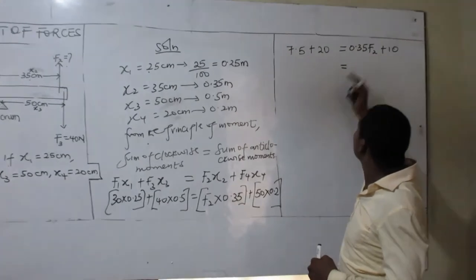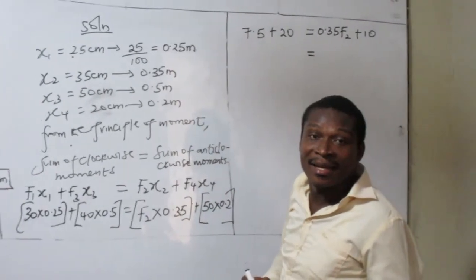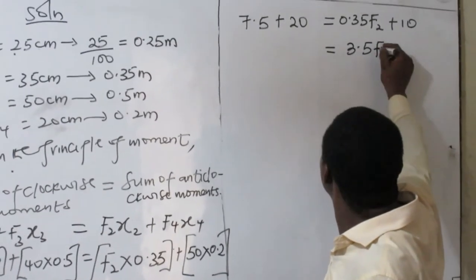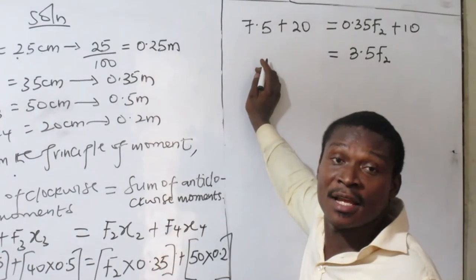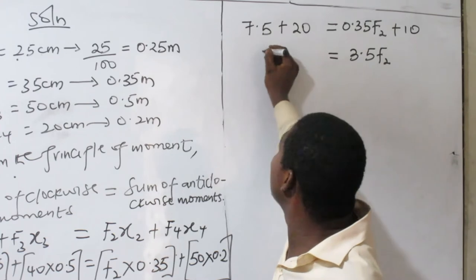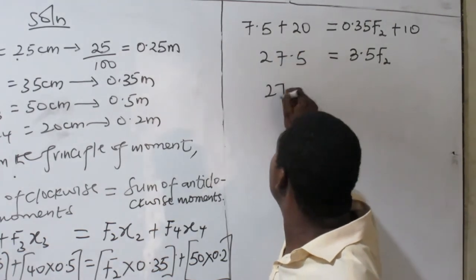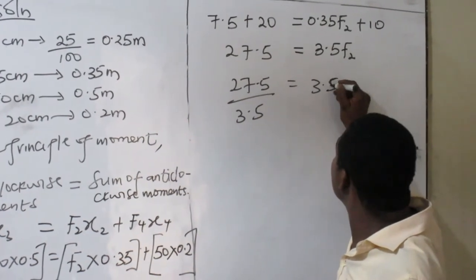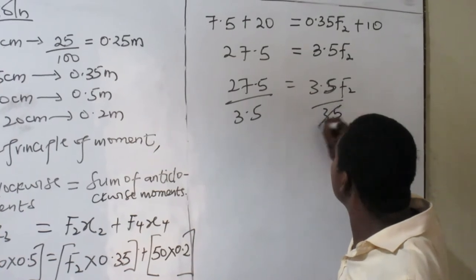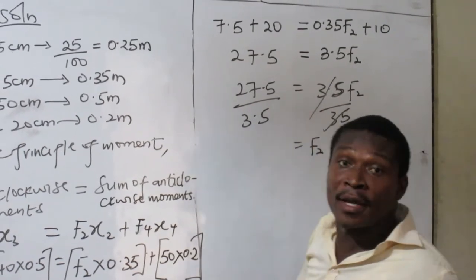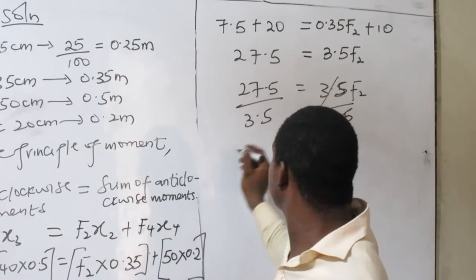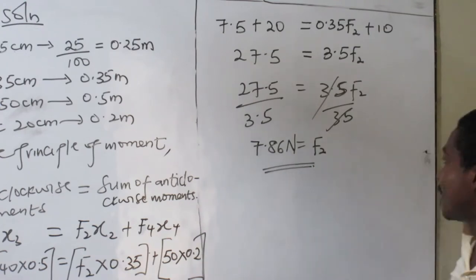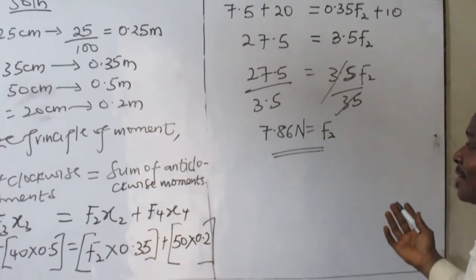So 0.35 F2 plus 10. On the left, 7.5 plus 20 is 27.5. So 27.5 equals 0.35 F2 plus 10, and when you solve for F2, you are going to get your force. That is 7.86. It's a force, so the unit is Newton. Good. So that is it.